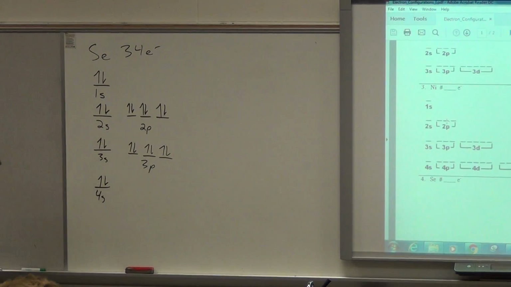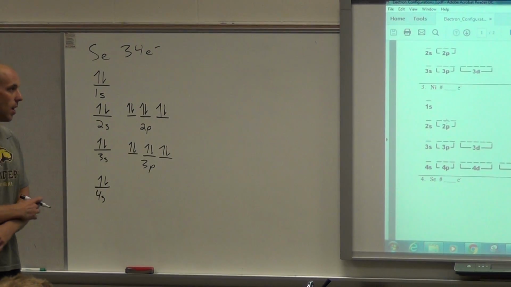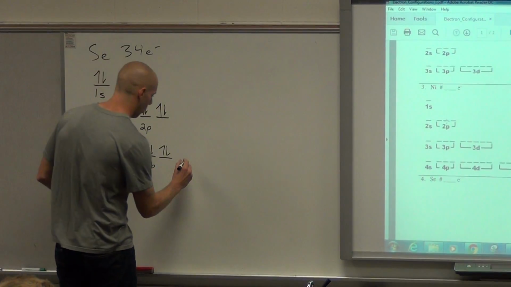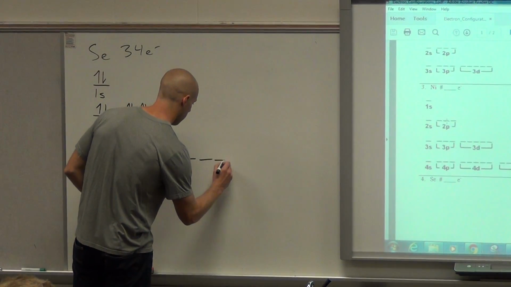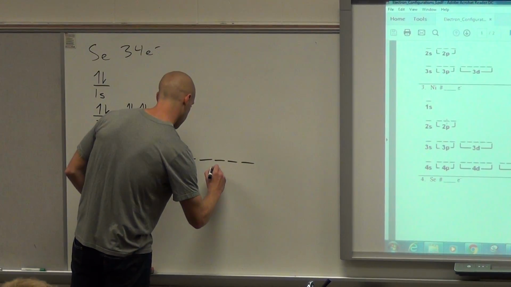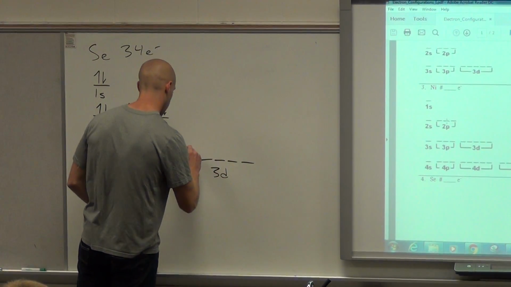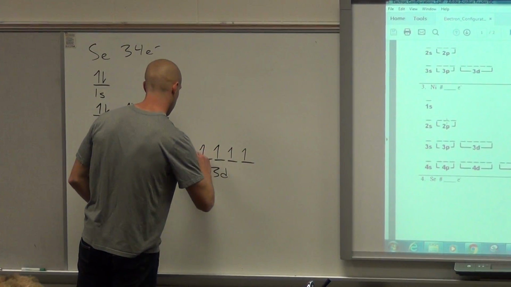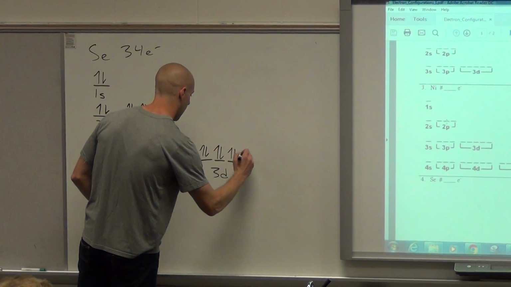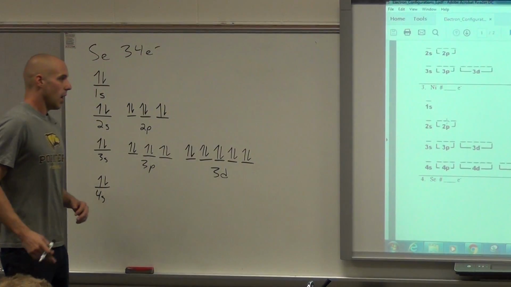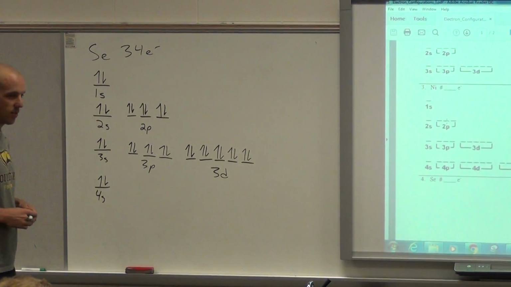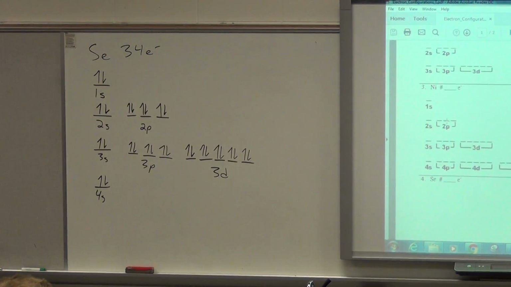Okay, after 4s, now we are going to start backfilling that 3d orbital. So we write in 1, 2, 3, 4, 5. This is 3d. Okay, and we'll fill them in 1, 2, 3, 4, 5, 6, 7, 8, 9, 10. Now, at this point, we should be at 30 electrons, right? So we still have 4 more to fill in.